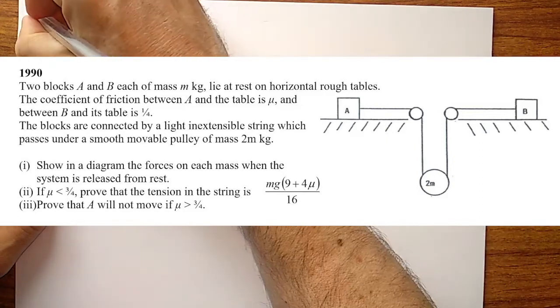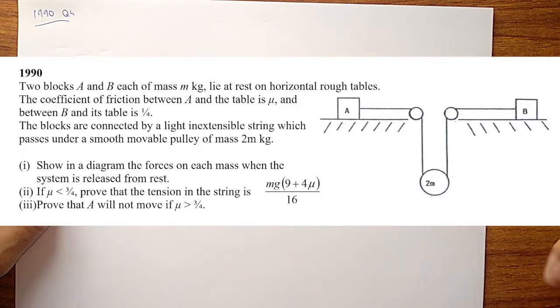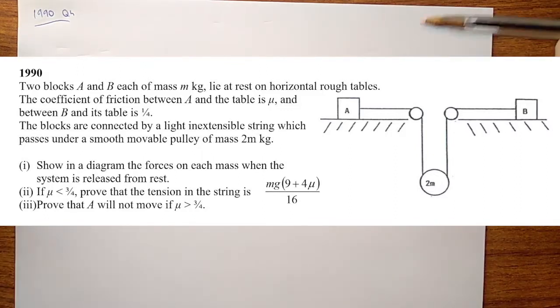So today we're going to go back in time a little bit more than usual to 1990 question 4. Now if we look at this question, it's a nice movable pulley question. We have two blocks A and B on a table. There's friction on the table. We're told what it is for B, we're not told what it is for A. And of course we have a movable pulley of 2M.